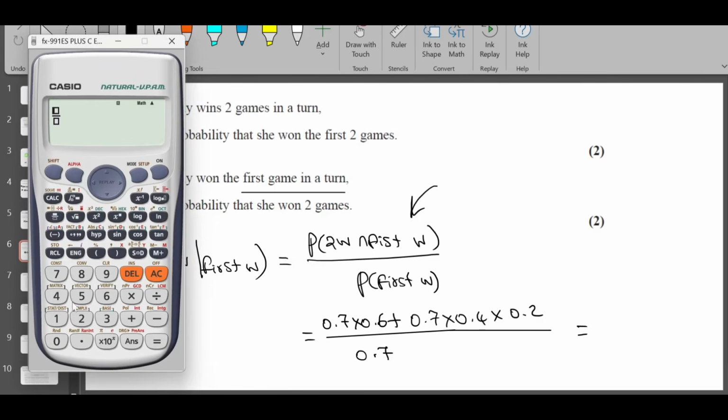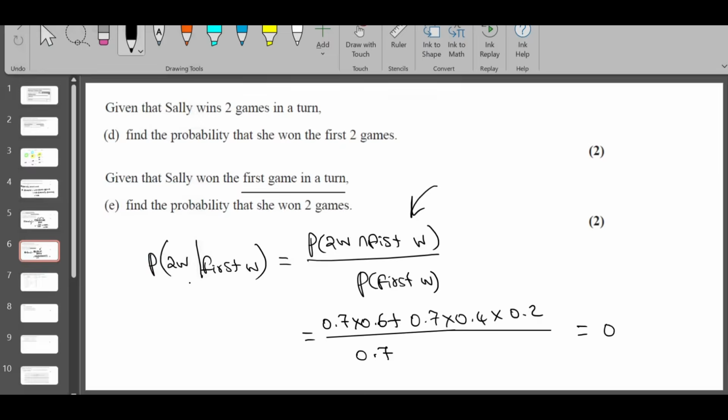So basically 0.7 times 0.6 is 0.42, plus 0.7 times 0.4 times 0.2, divided by 0.7. 0.68 is the answer. Just 2 more questions.